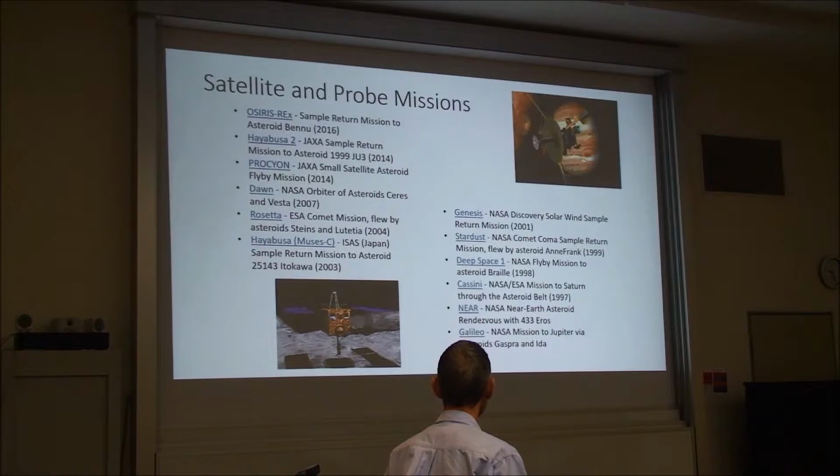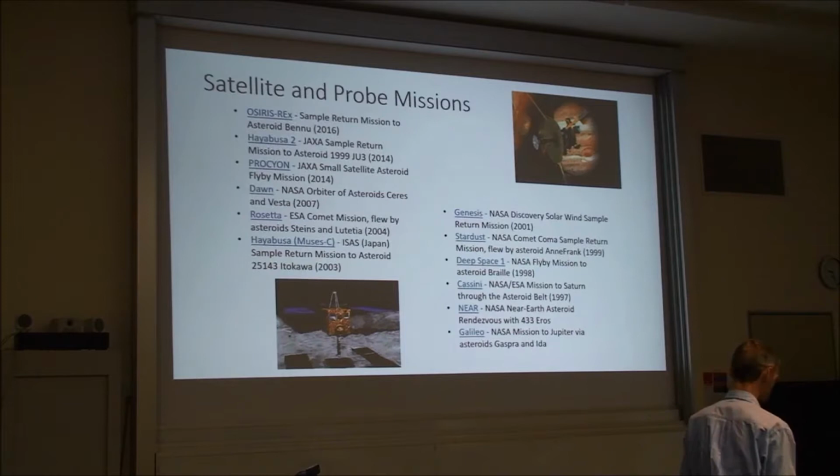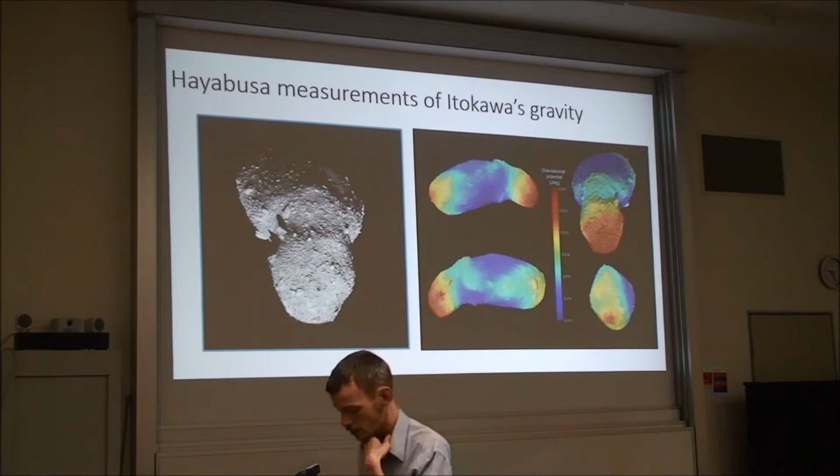And again, Galileo, as it went to Jupiter, had a stopover in the asteroid belt as well. Returning to the Hayabusa mission, this was a sample return mission. Hayabusa actually had two landers on board.